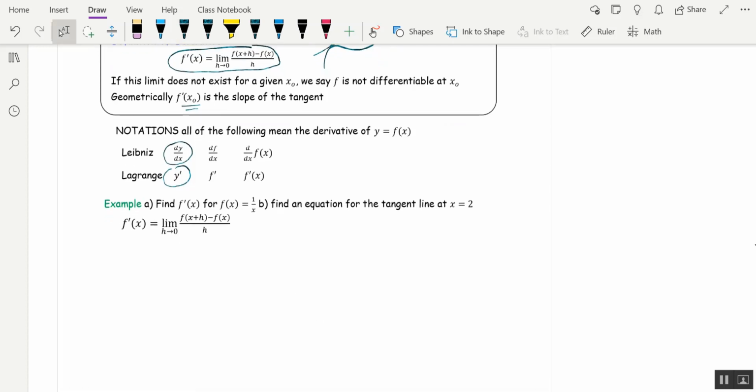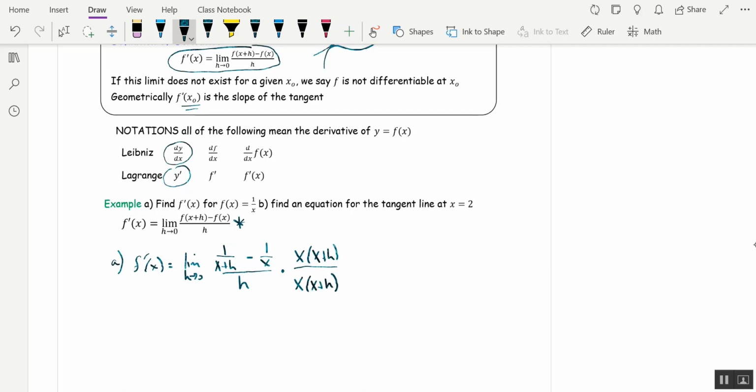So I'm going to go through this computation for part A fairly quickly, since we did this computation last week. So f prime of x, using the definition right here, is the limit as h goes to 0 of f of x plus h, that's 1 over x plus h, minus f of x, which is 1 over x, over h. Now that's a complex fraction, so I'm going to multiply the top and the bottom by x plus h times x over the same thing to clear out all my denominators.